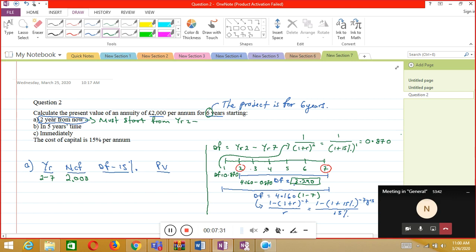This is how you find the balance. You cannot straight away calculate a discount factor from year 2 to year 7. You need to find the remaining balance this way. So that comes to 3.290. Multiply that and it will give you the present value. So you get 6580. This is how you find the present value, and this is how you find the discount factor.